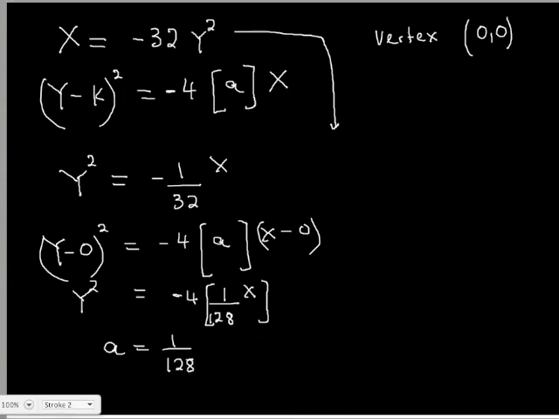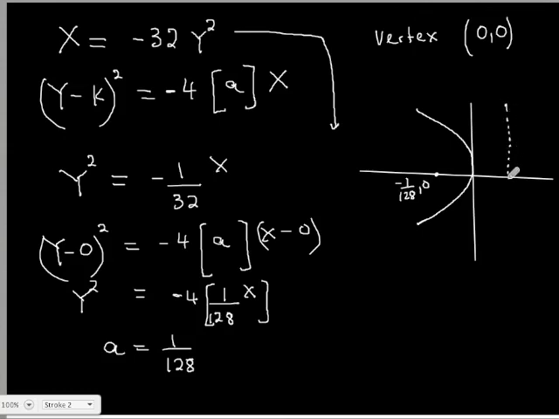So let's go ahead and sketch this out and see what it looks like. It's a left-facing parabola. Vertex is (0, 0). And the focus would be (-1/128, 0). So your directrix will be equidistant from the vertex on the other side behind the parabola, and your directrix is x is equal to positive 1 over 128.